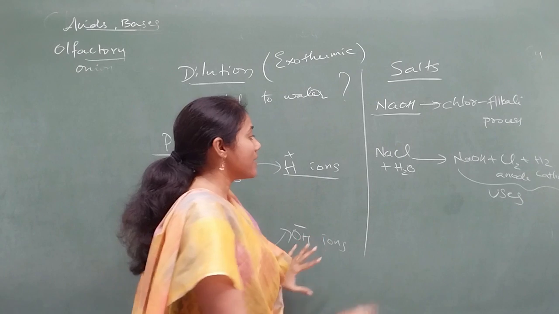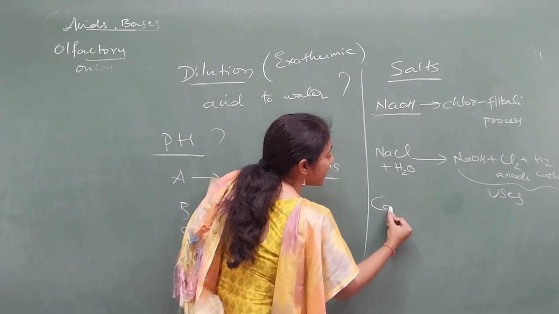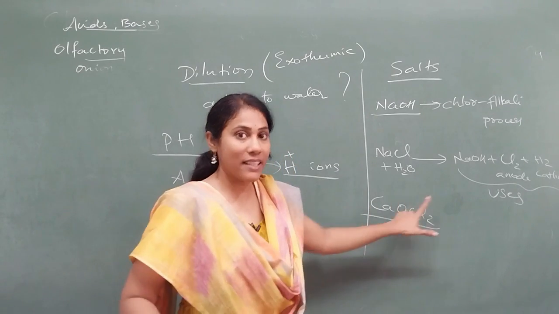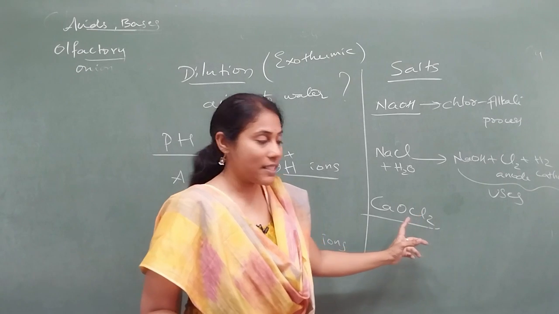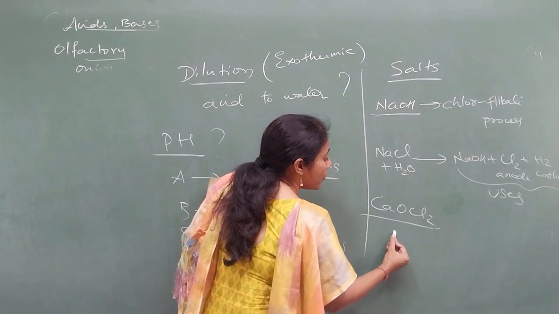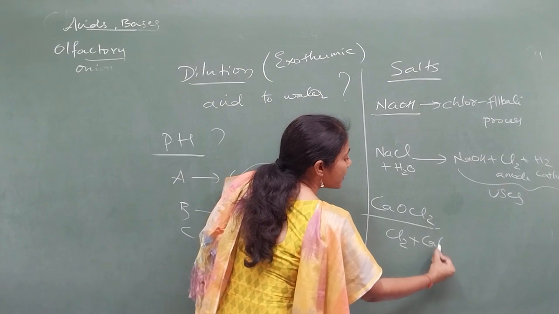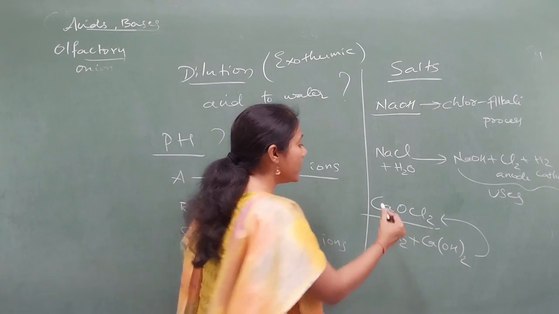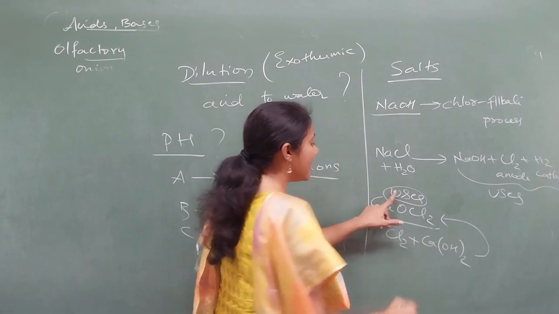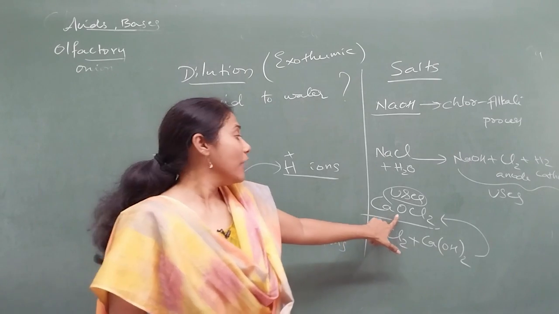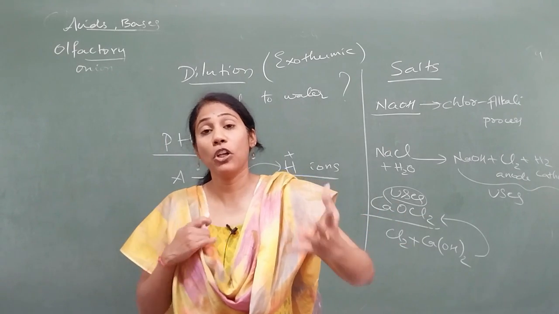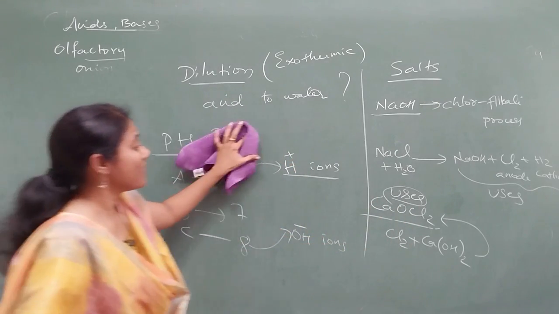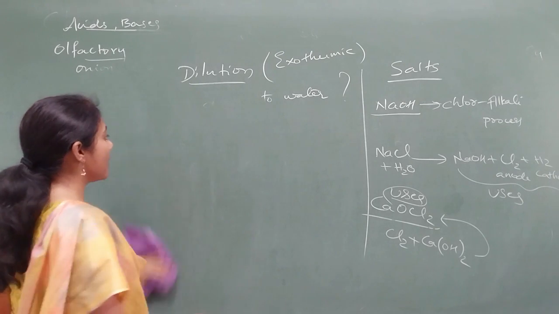Okay, so uses. And later bleaching powder, CaOCl2 is the formula. Calcium oxychloride is the common name for this. So how do you prepare bleaching powder? When chlorine is passed to slaked lime, that is calcium hydroxide, bleaching powder is formed. Uses of bleaching powder: used for sterilization, used as a disinfectant, used to bleach cloths. So all the salts' uses and their preparation reactions are very important.